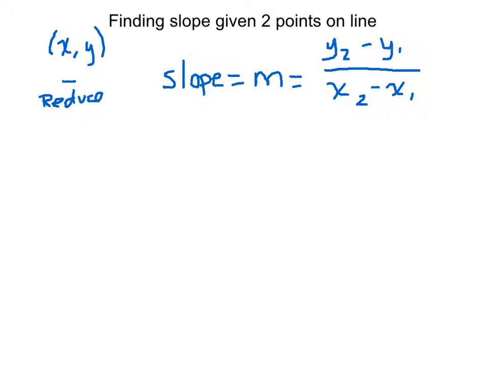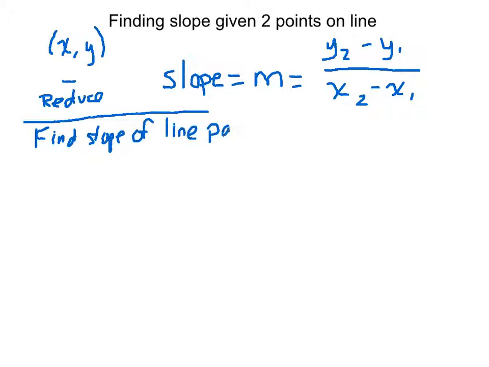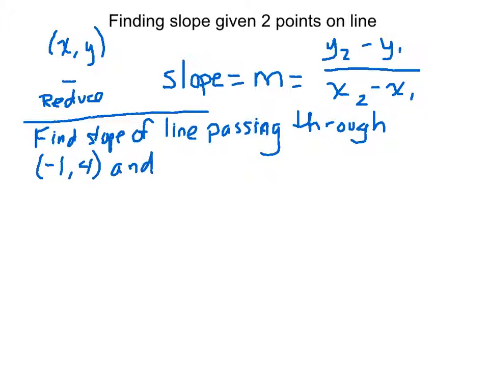All right, so let's just jump into an example. Okay, so let's say find the slope of a line. A lot of words for just presenting it, but it doesn't really take too long to do. Find the slope of the line passing through 2 points. I'm just going to pull some numbers off the top of my head. (-1, 4) and (3, -5).